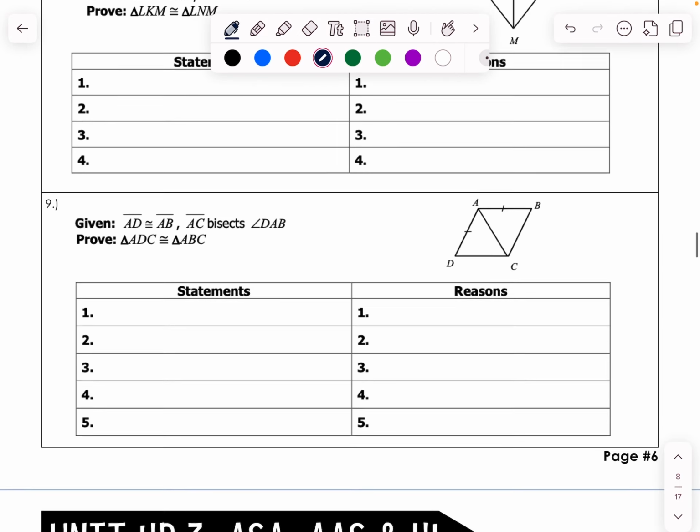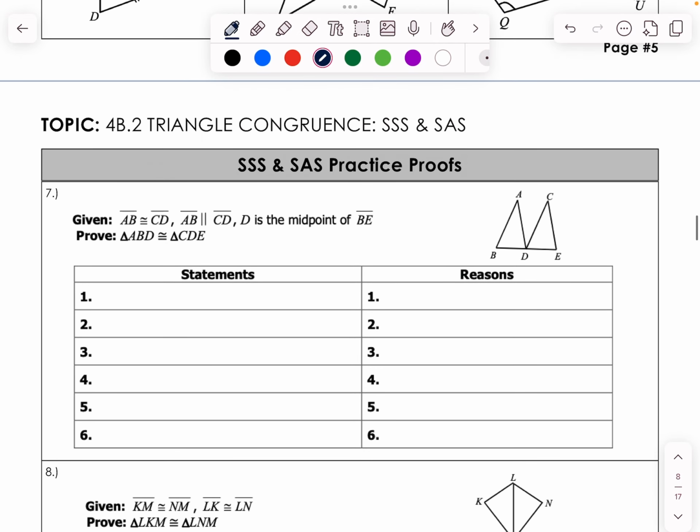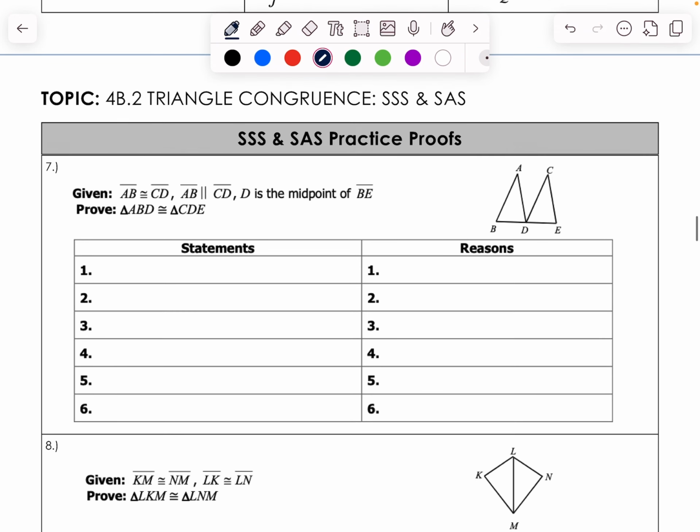All right, so you guys can practice these 3 problems, and then after you do these last 3 proofs, y'all are going to try to write the statements on your own and then write the reasons on your own. And then there will be a key on Canvas so you guys can check your answers.